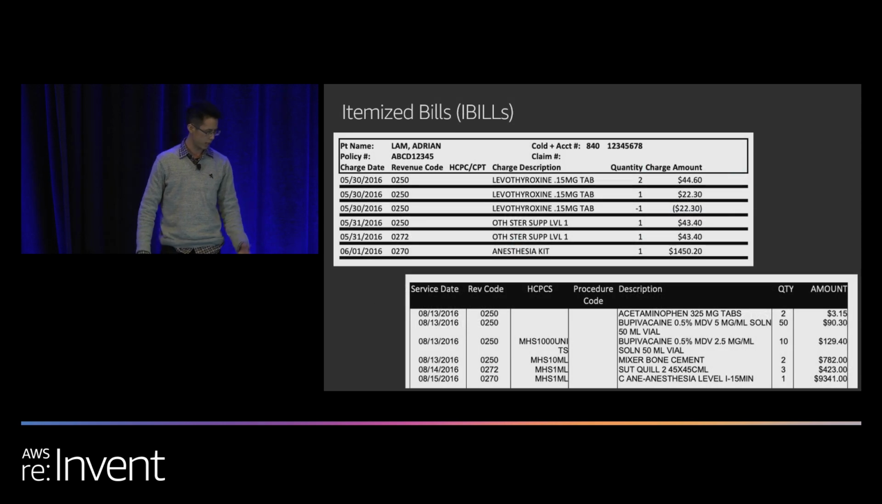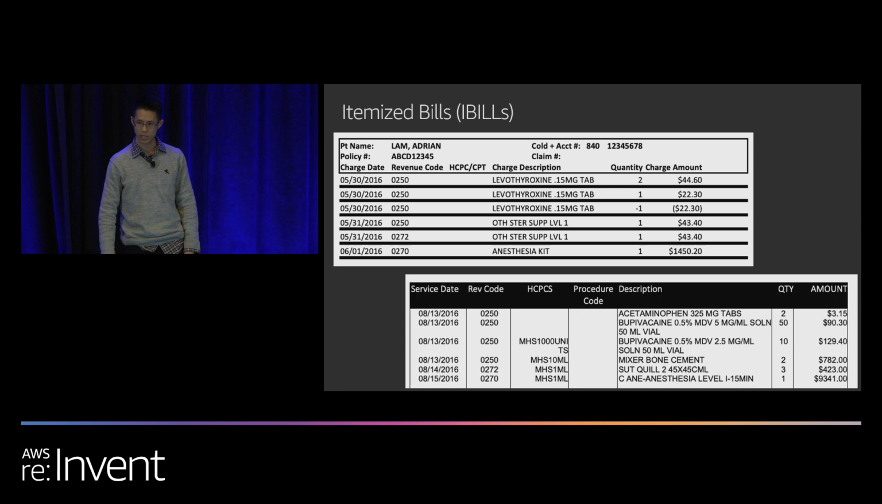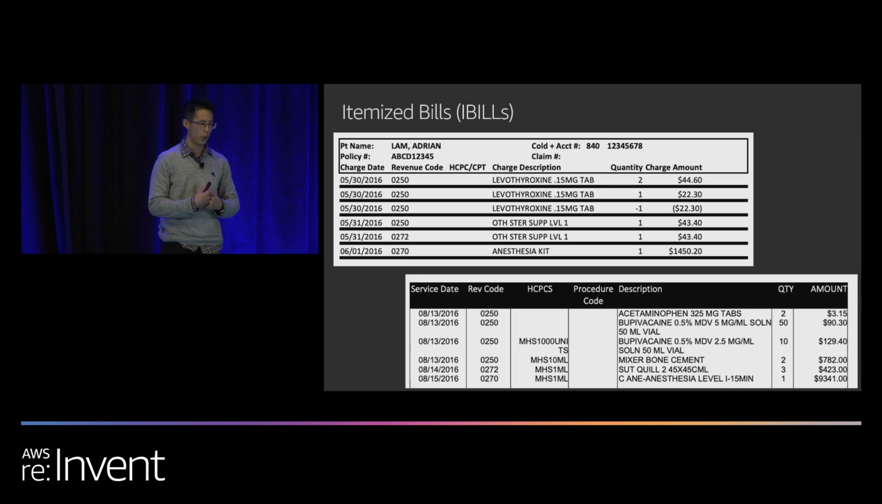This is what it looks like. A couple of examples of itemized bills, and you can start to see where Textract might come into the picture. Fundamentally, they look like tables. But there are a few complexities that you might not notice from these tables. These are just two examples of iBills, but you can see they're pretty different formats.